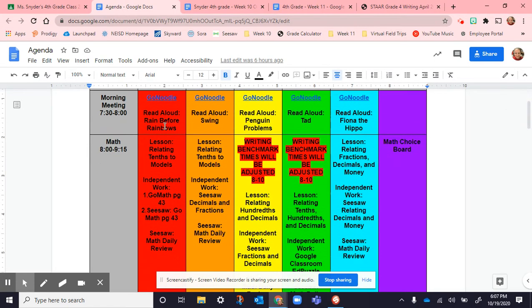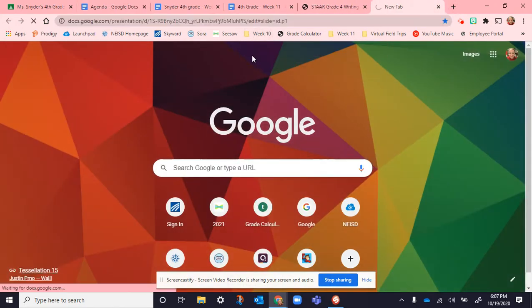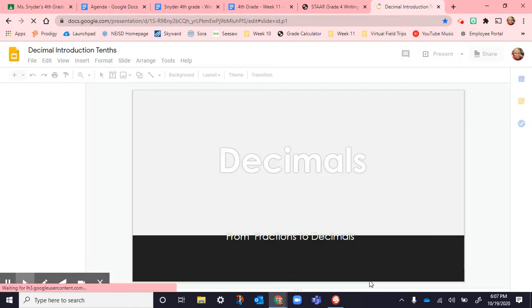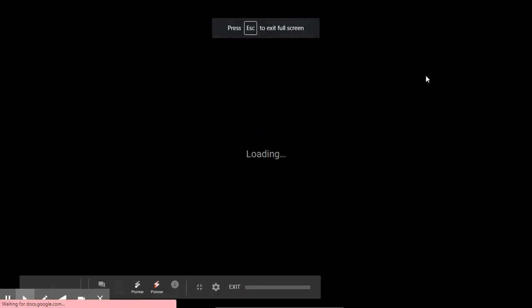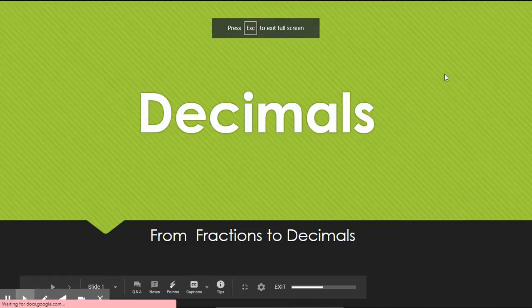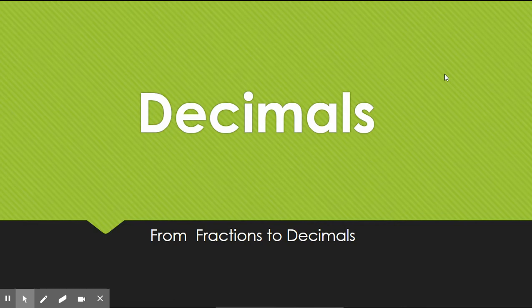In math today, we got introduced to our new unit on decimals. So let me pull up what we did. All right, so the big idea that I wanted everybody to get today is that fractions and decimals, when we're talking about these tenths, and later on we'll get into hundredths, we're talking about the exact same thing. They just look different.